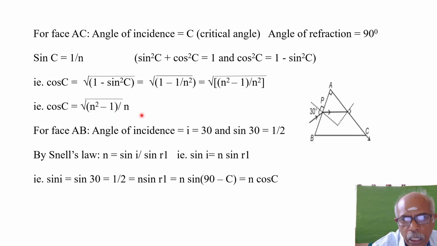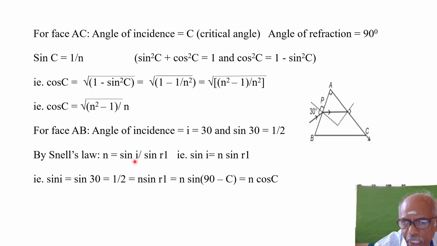Okay, that's all. For face AB, the angle of incidence i is equal to 30 degrees, that you know very well, and sin 30 is equal to 1 by 2. By Snell's law, for this face AB, n is equal to sin i by sin r. Remember, only for the face AC is light traveling from the denser medium to the rarer medium. As far as AB is concerned, it is normal: light is traveling from the rarer medium into the denser medium. So n is equal to sin i by sin r.